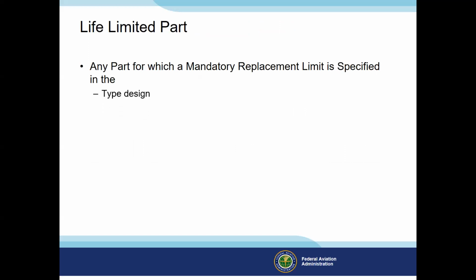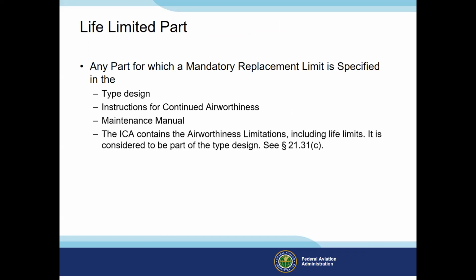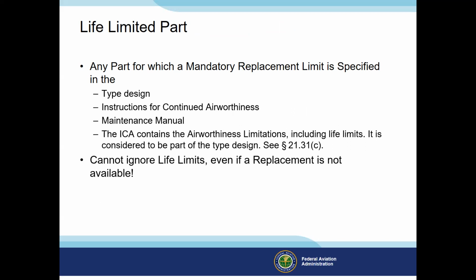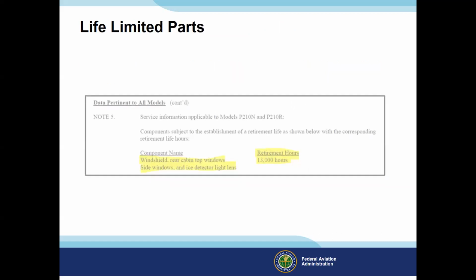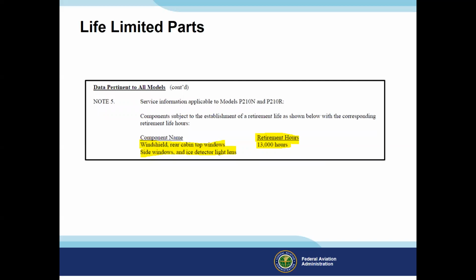Okay, other parts that are affected by the supply chain are life-limited parts, and they have a mandatory replacement time. So there's no wiggle room there. Once they reach their life limit, they have to be replaced. This slide just gives the definition of a life-limited part from Part 43.10. Here's an example from a type certificate data sheet showing the life limit of the Cessna P210. The windshield and cabin windows have to be retired after 13,000 hours.